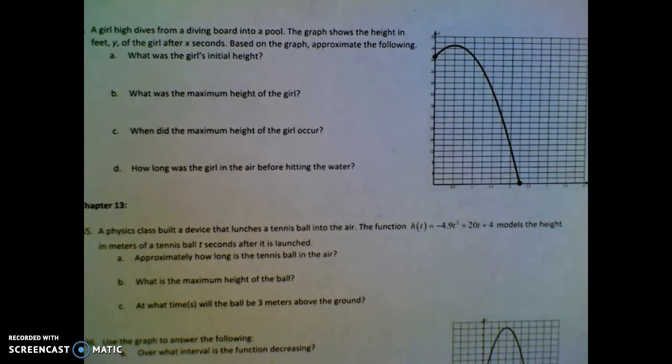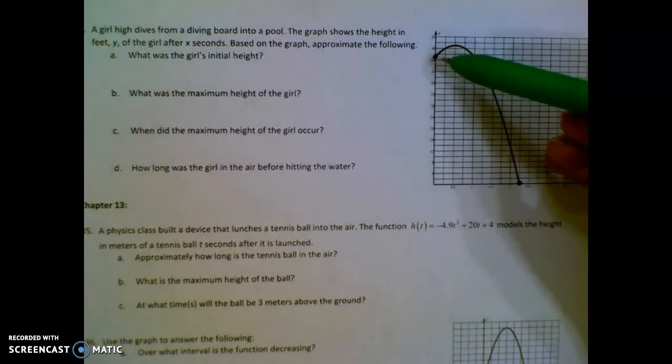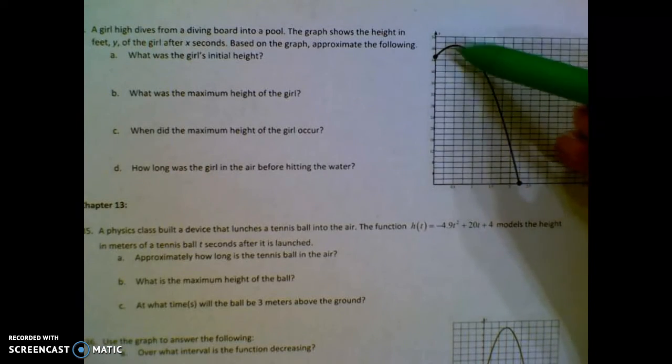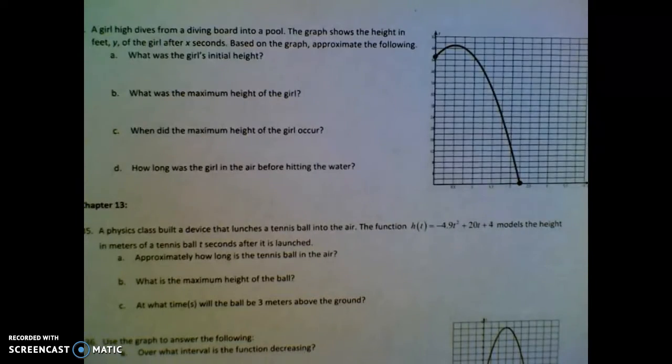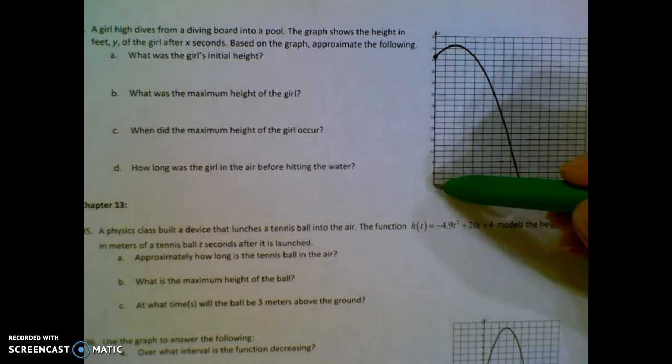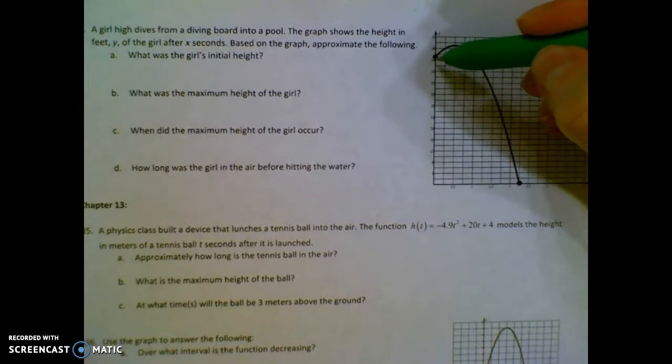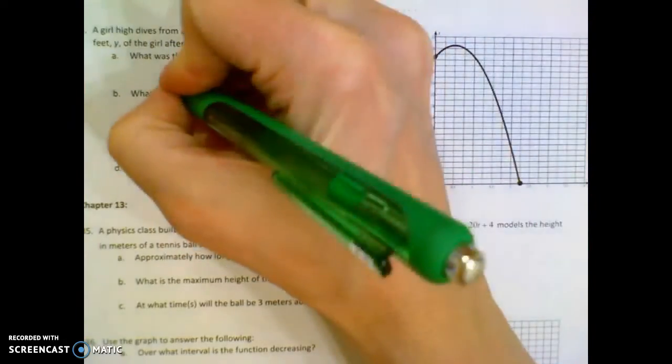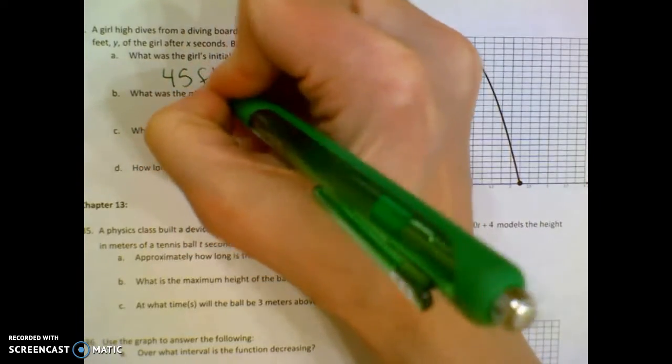All right, question 34 shows you a graph of a girl diving off the diving board into a pool, and it's asking me certain questions. So what is the girl's initial height? You're just going to go on the graph, and at time 0, before she actually jumps, her initial height is up here at what looks like 45 feet.